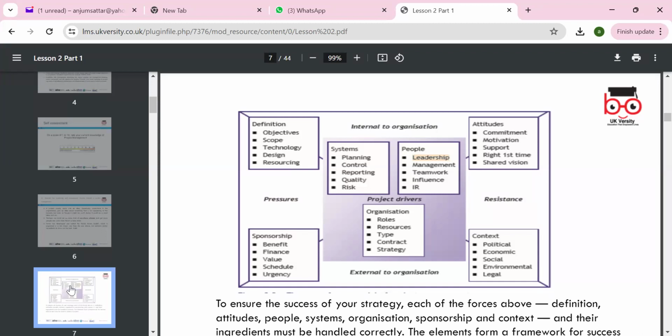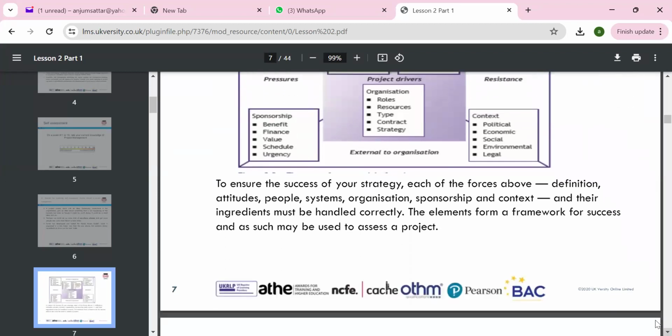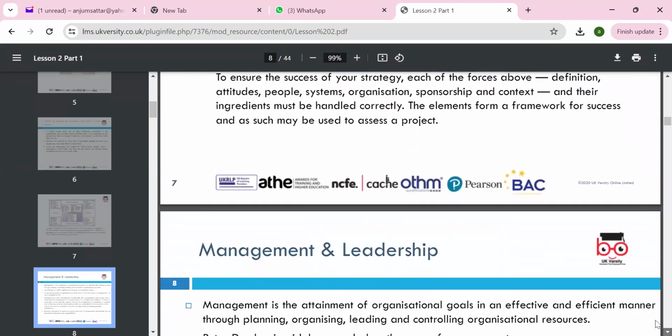And we can look around the context: political, economic, social, technological. That's also very important, which we need to look around to ensure the success of your strategy, each of the forces above. Definition: attitude, people, system, organization, sponsorship, context. These ingredients must be handled correctly, and elements from the framework for success are used. Okay, so that is quite crucial.